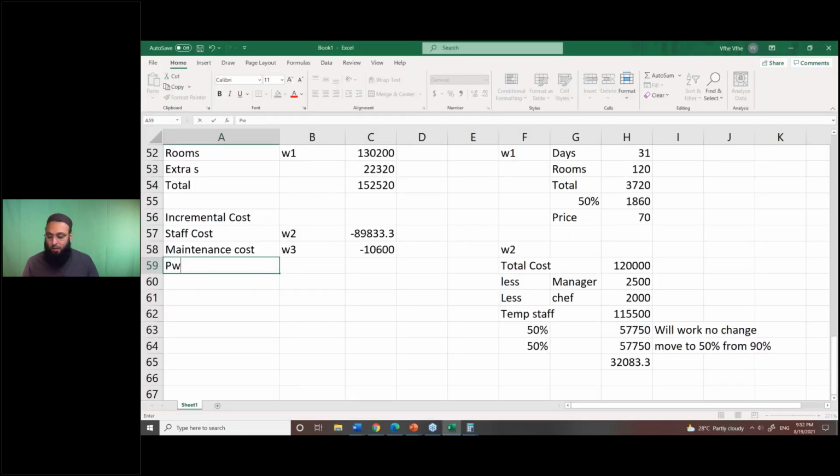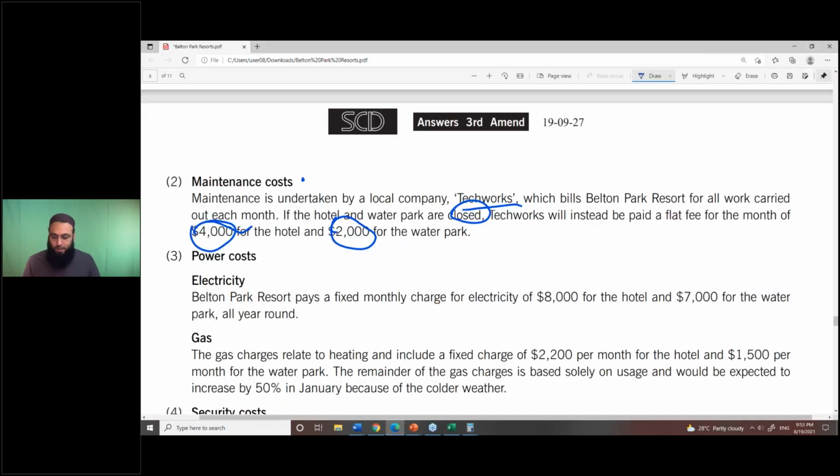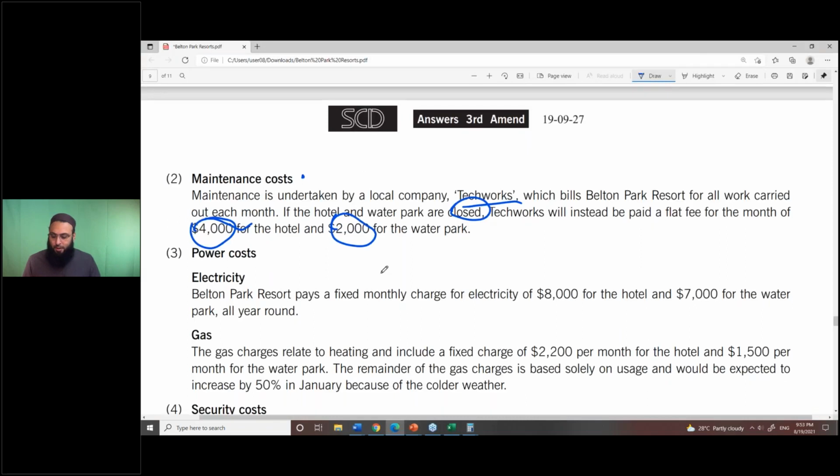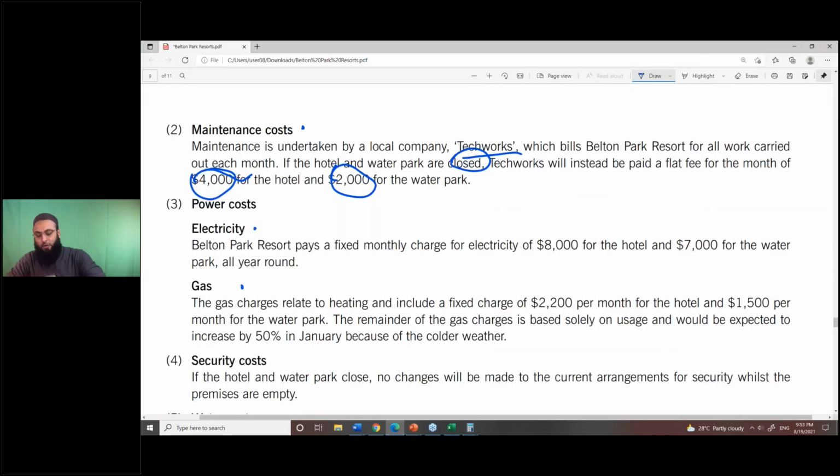Power cost is the next one. So let's see what power cost has to say. Now for power cost, let's have a look here. Power includes electricity and gas. Two things are part of power cost. Belton Park Resort pays a fixed monthly charge for electricity of 8,000 for hotel and 7,000 for water park. 8,000 for electricity and 7,000 for park. Getting the point? Okay. Any issues?